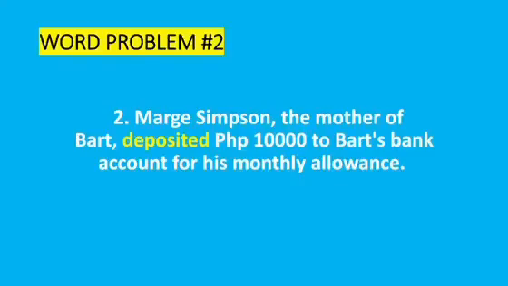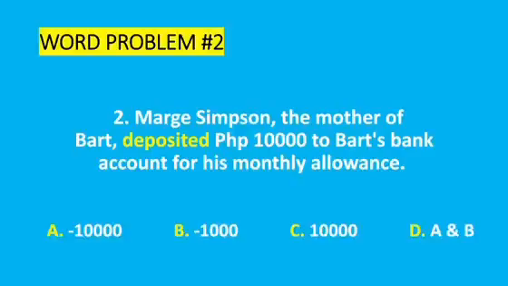Excellent! Now let's proceed. Here's the second word problem. Marge Simpson, the mother of Bart, deposited 10,000 pesos to Bart's account for his monthly allowance. How about here? What's your answer, Vito, and please explain why? In this problem, the answer is letter C, 10,000 or positive 10,000, because the clue word deposited only means that a value was added to his account.